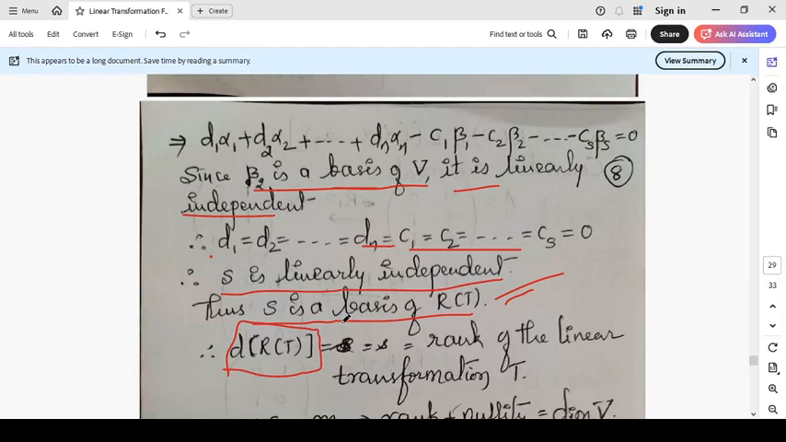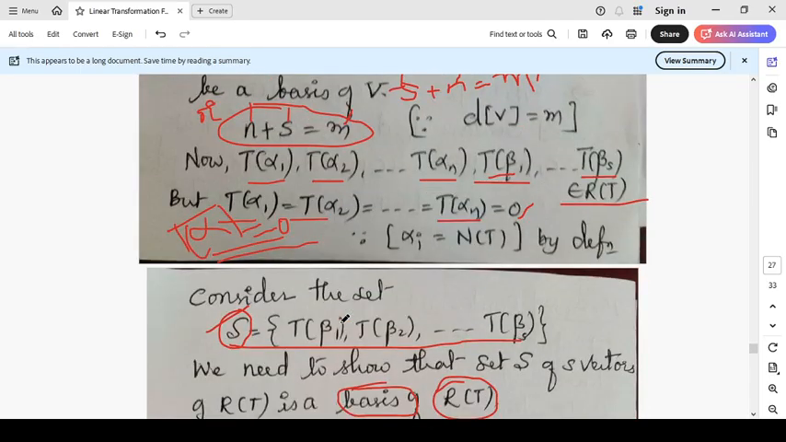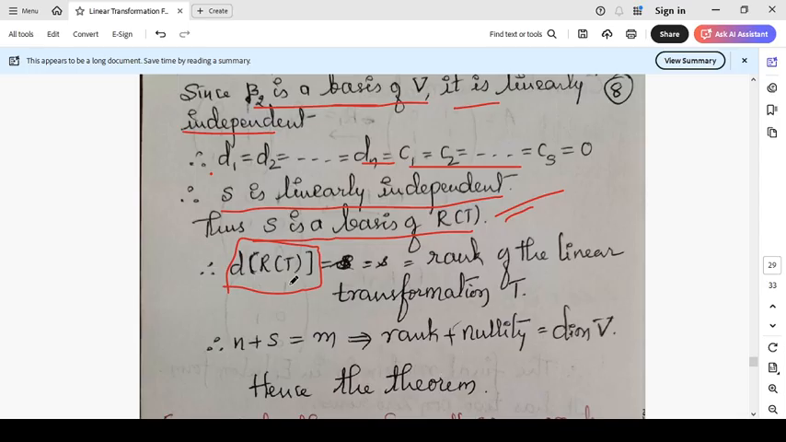So what is our S? Yes, capital S, T of beta 1, T of beta 2 up to T of beta s. How many elements are there? Up to s, small s. So therefore, the dimension of R of T is what? Small s. So this is the rank of the linear transformation T. So therefore, the rank we got is small s, right?